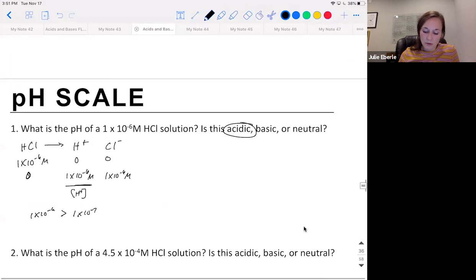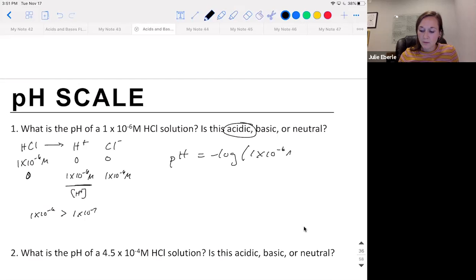And what's the pH? So to get pH, we'll just do negative log of that value. But remember, our base number is 1 here. So we don't have to do any math here. We can say pH is just going to be equal to 6 because our base number is 1.